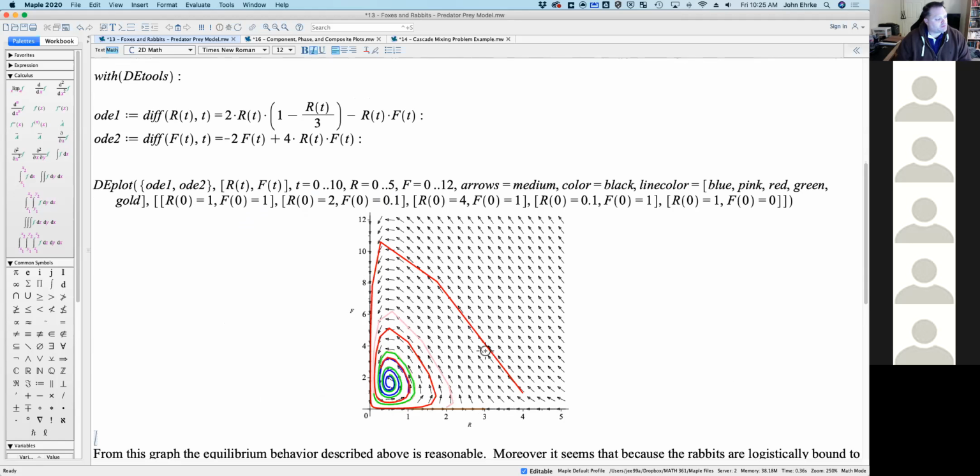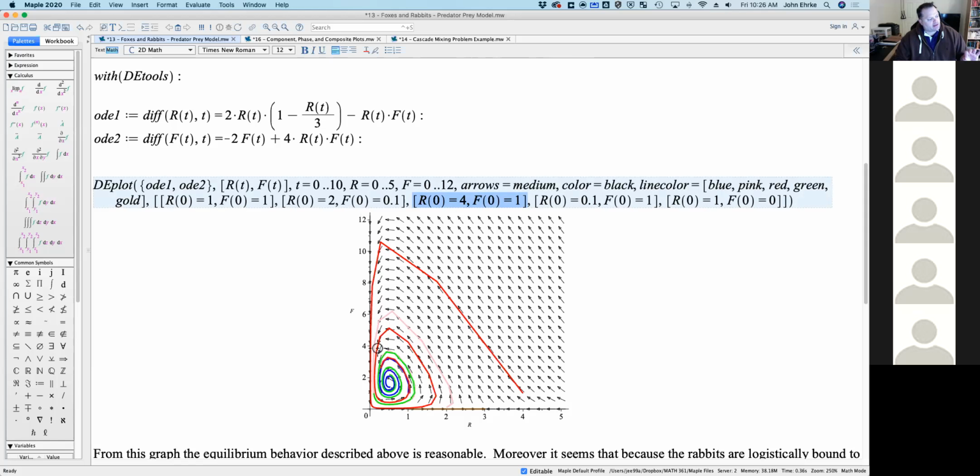But what I want you to observe first is the jaggedness of this line. You can see how it goes from here to here, and then it's very jagged to the next point. Because what Maple is doing is it's simply taking the starting point, which here looks like 4, 1. So that's this initial condition. The red line here represents the trajectory for this starting vector. All Maple's doing is calculating the vector at the start and moving in that direction.